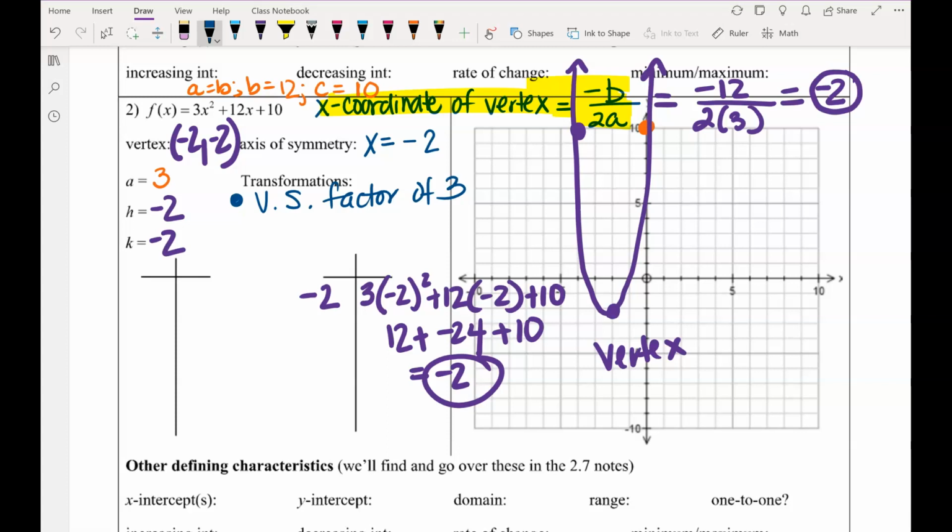The -2 for H, Sibby, is what kind of transformation? For H, yep, left 2. Very good. Left 2 units. And then, Anna Sophia, the K being -2 is what? Down 2. Down 2 units. Beautiful. Okay. Now we're going to go back to the original definition box and fill out the steps of how to find the vertex when it's in standard form before we go to example 3 and 4, okay? So once you are done copying this down, we'll scroll back up.